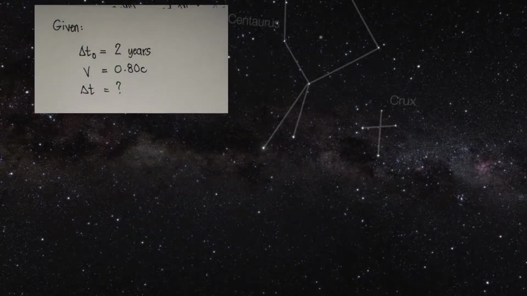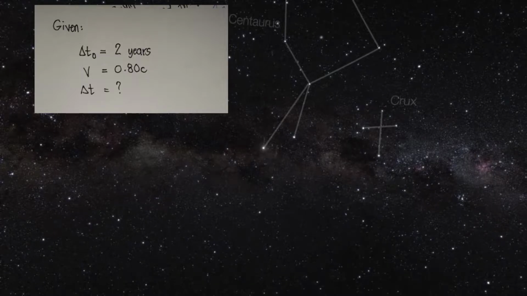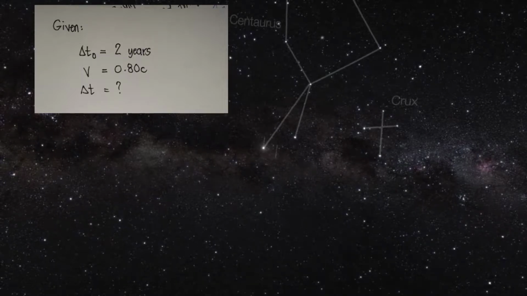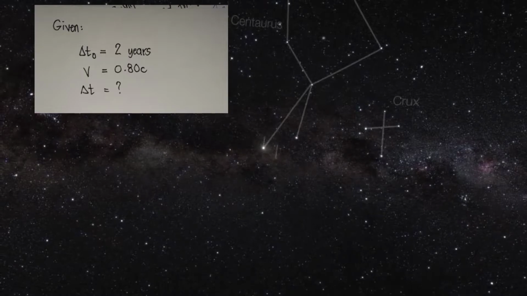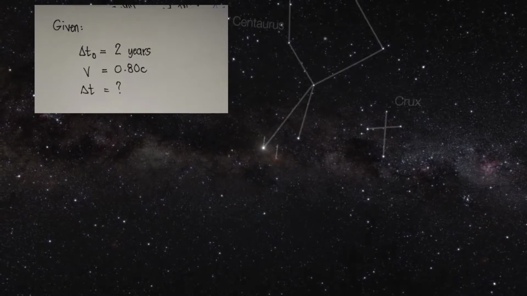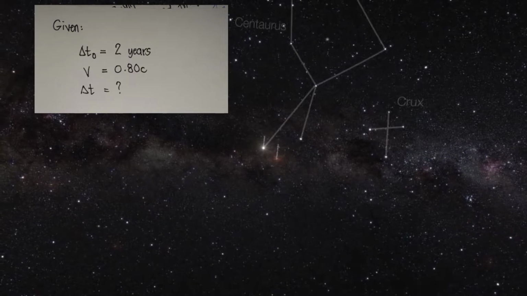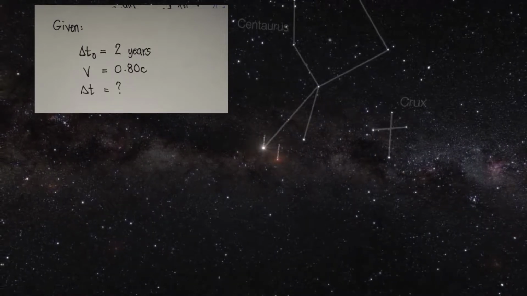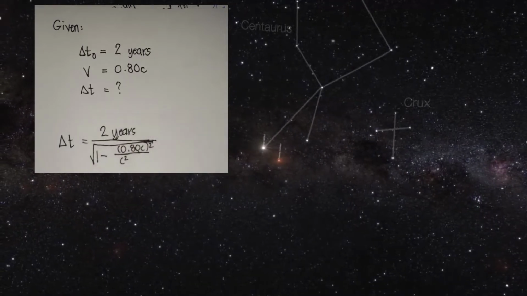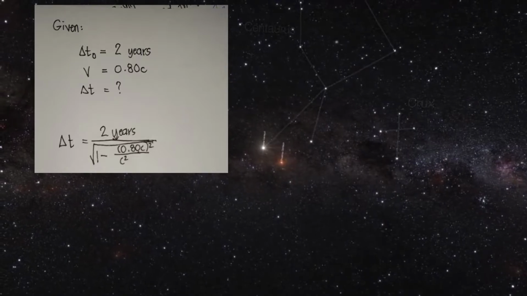First, we're going to identify the given values. We have the proper time interval of 2 years, the velocity of the ship or the Jupiter 2, which is 0.80 c, and we're going to find the dilated time interval. Next is to substitute all the given values.